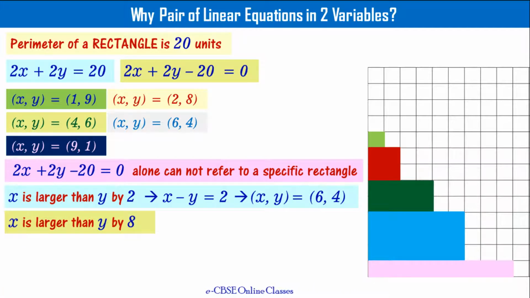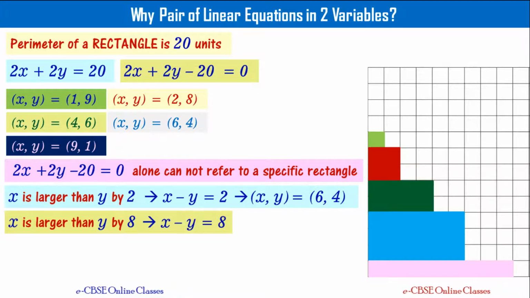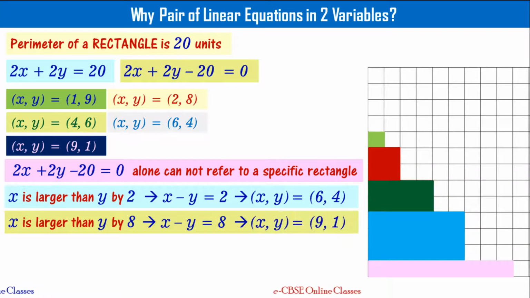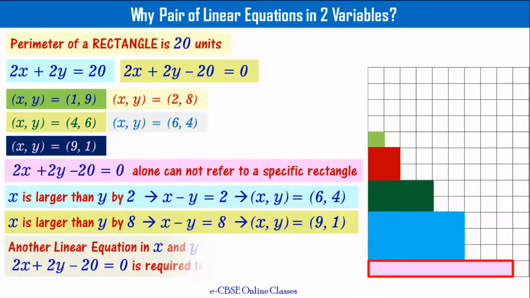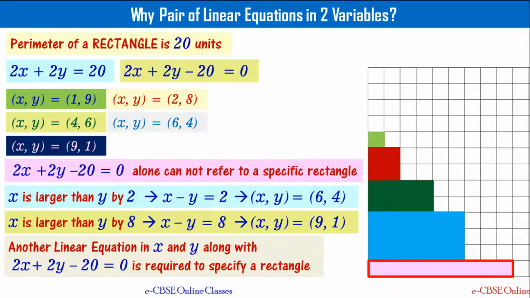For example, if I say that x is larger than y by 8, then what I'm saying is x minus y is equal to 8. It means I'm talking about a rectangle which has got x equal to 9 and y equal to 1. It means I'm talking about the rectangle in pink which is marked using red color line now, right? What you understood now is another linear equation in x and y along with 2x plus 2y minus 20 is required to specify a rectangle, right?